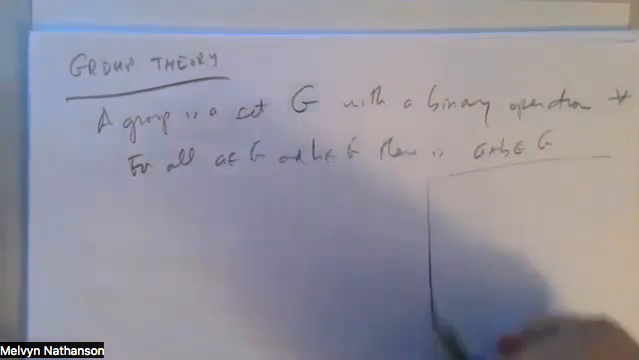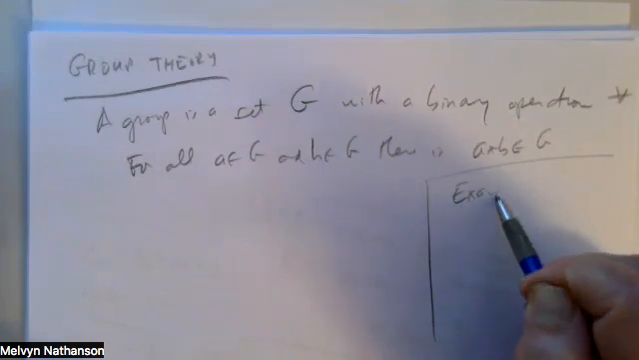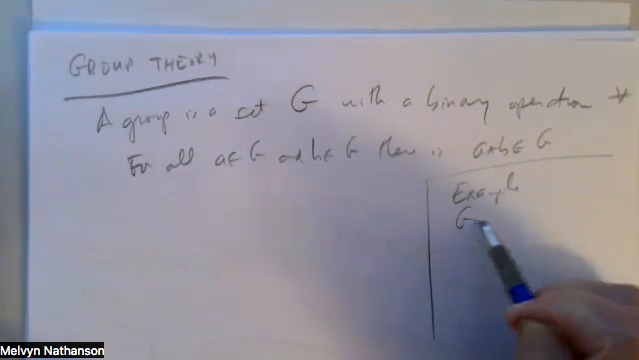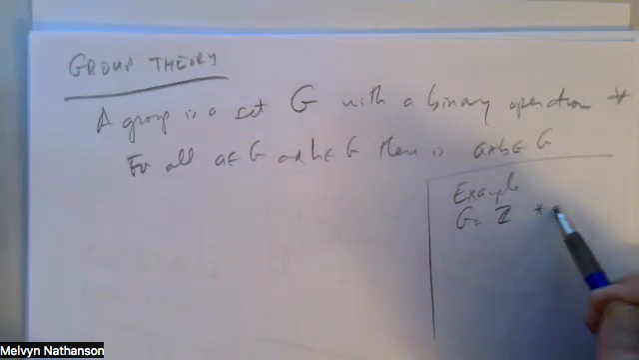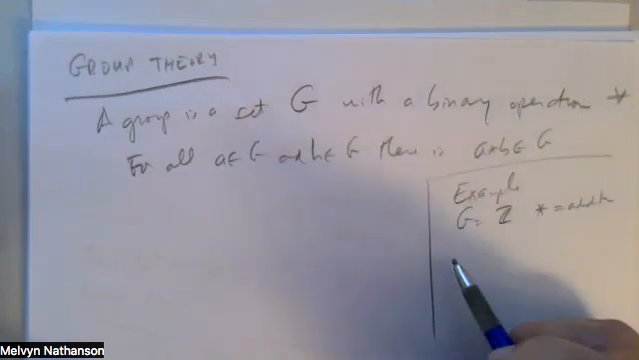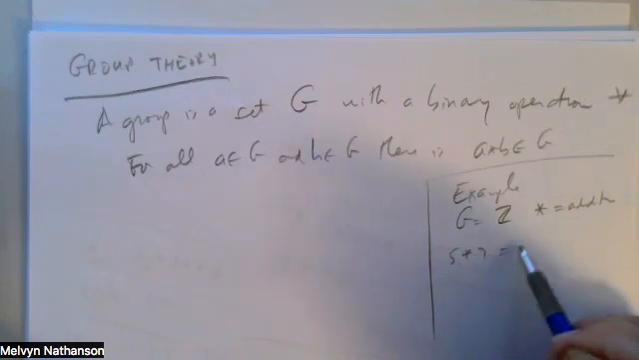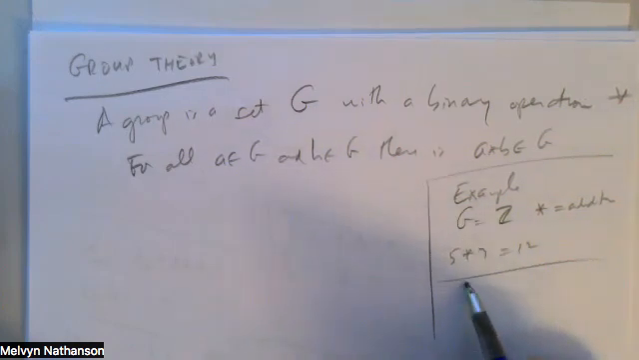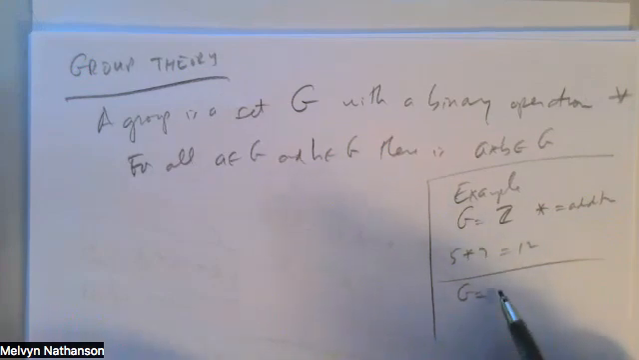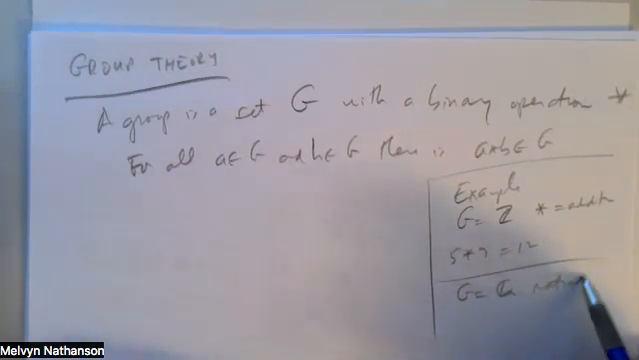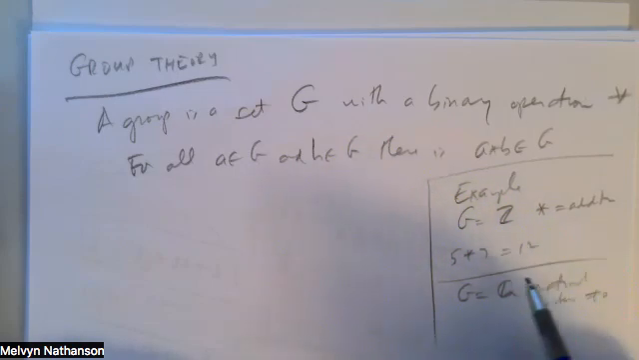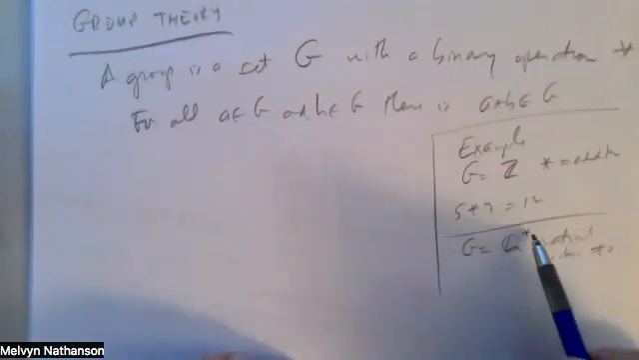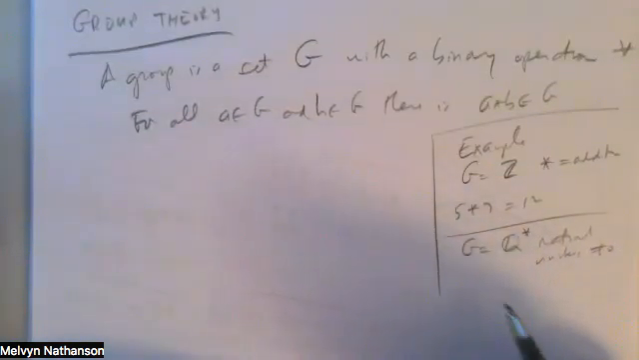So for example, if we take G to be the integers and star to be addition, then 5 star 7 is 12. If we take G to be the rational numbers that are different from 0, so I'll write a G star there, 5 star 7, and then the operation is going to be multiplication.